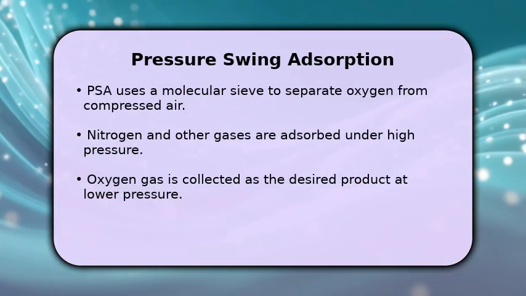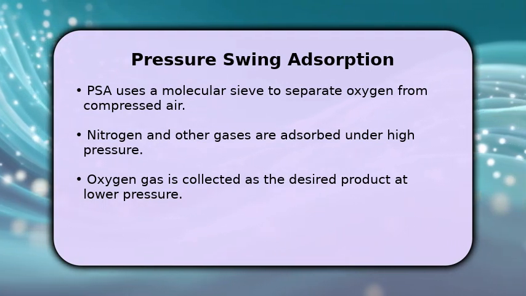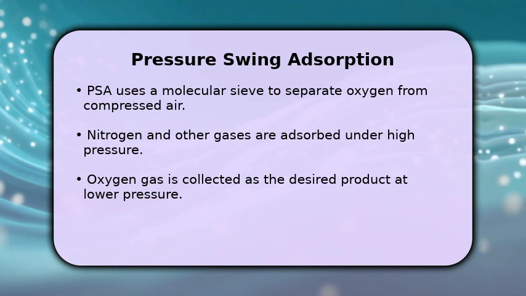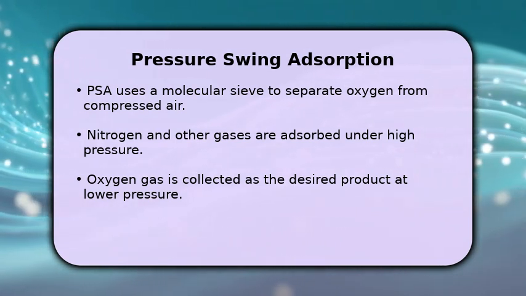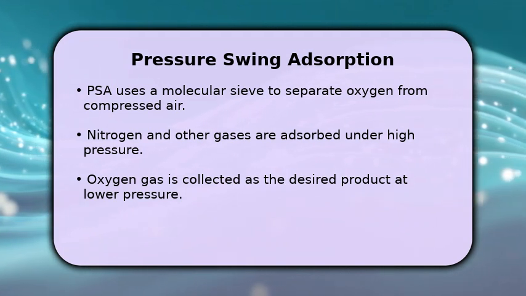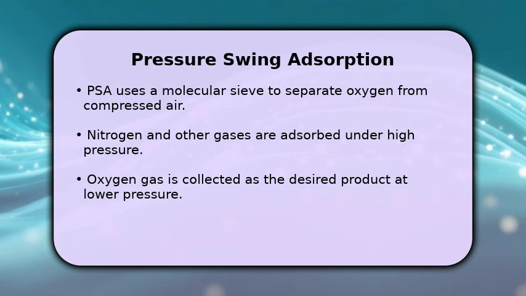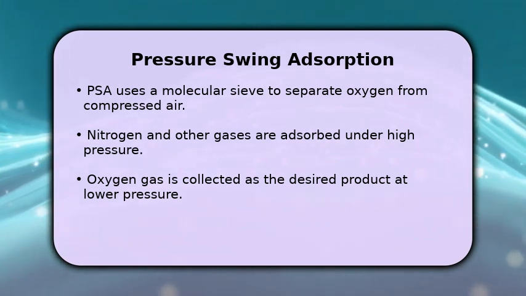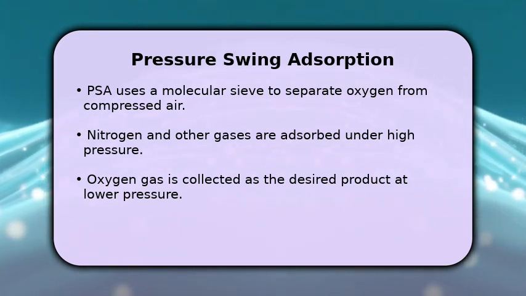Pressure swing adsorption, or PSA, is a non-cryogenic method widely used for oxygen generation. This technique employs a special material, often a zeolite molecular sieve, to selectively adsorb nitrogen and other trace gases from compressed air under high pressure. When the pressure is reduced, the adsorbed gases are released, allowing for the collection of a concentrated stream of oxygen gas. It's efficient for on-site production.